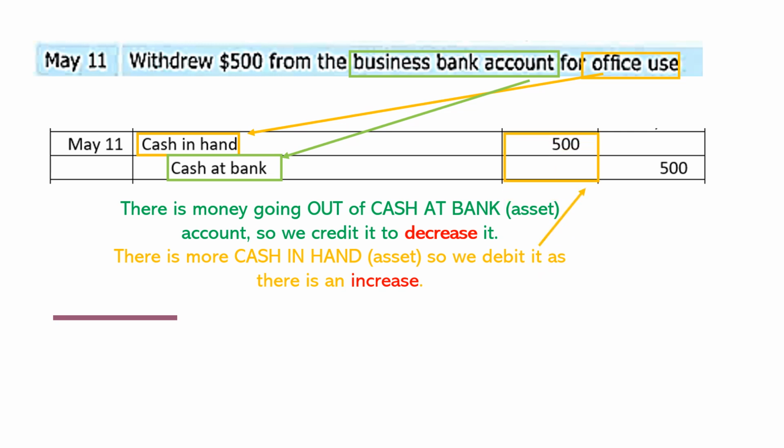So since there is money coming in to your cash in hand, we debit it because cash in hand is an asset. So when an asset increases, it's a debit. Now there's money going out of your cash at bank because we took money from our cash at bank to put it into the cash in hand. So that's where our cash at bank goes down, it decreases. So that's why it is a credit entry.